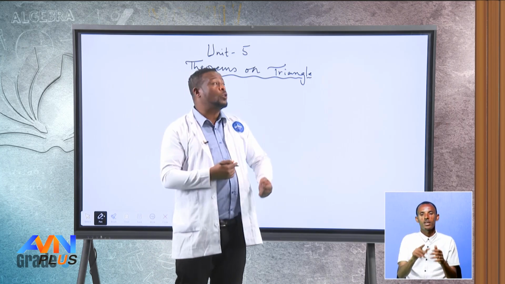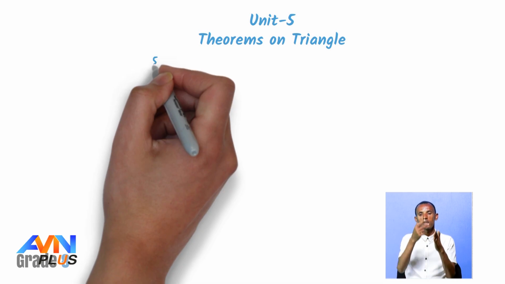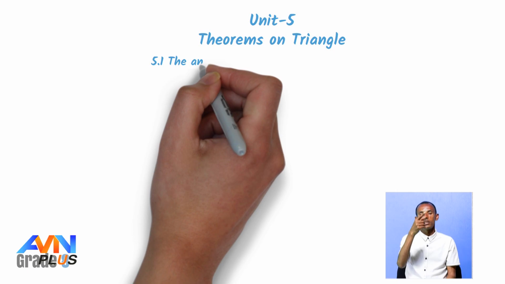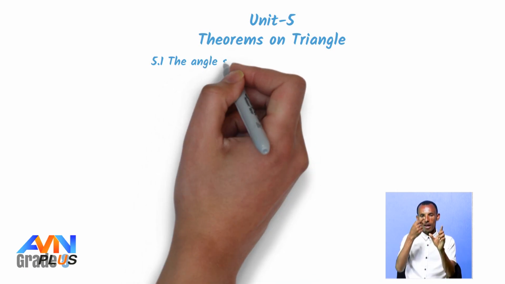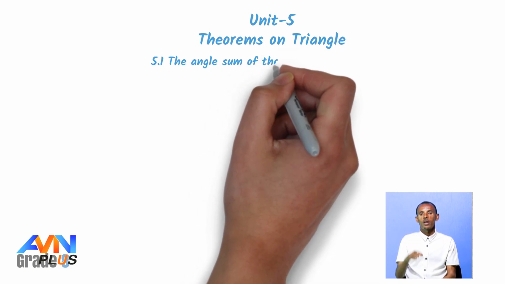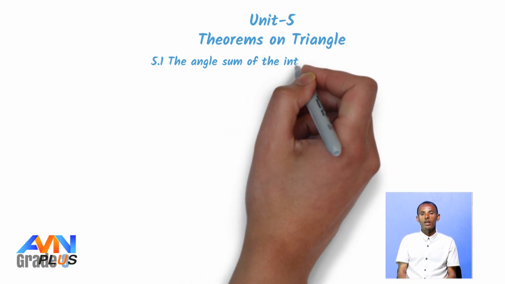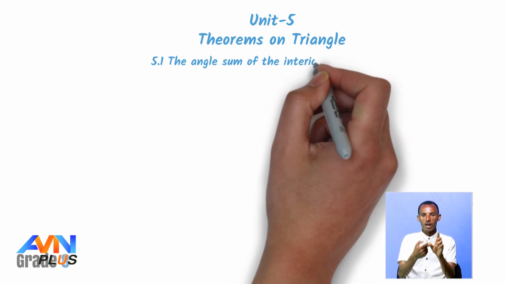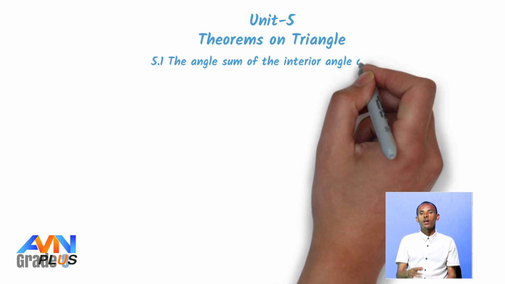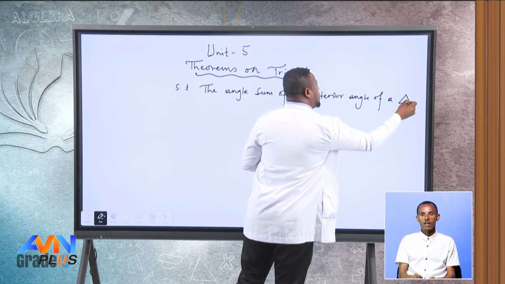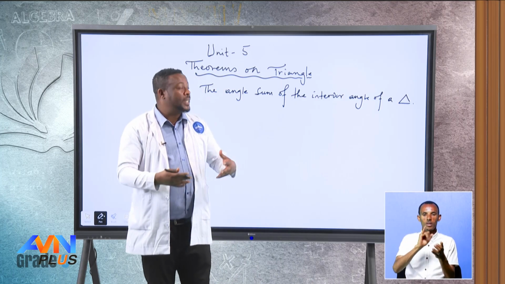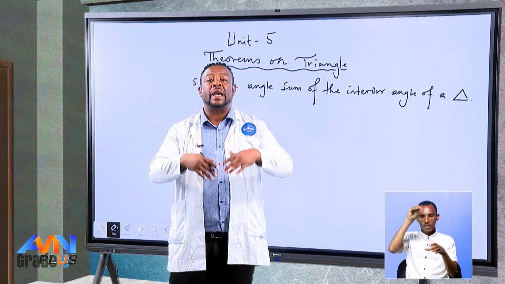The first subtopic in this unit is about the angle sum of the interior angle of a triangle. Okay, so 5.1 is about the sum of the interior angle of a triangle.